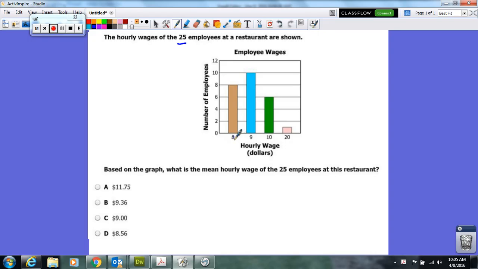So we have the hourly wage below. These are the $8 earners an hour. These are the $9 per hour earners, the $10 per hour earners, and the $20 per hour earners. And these are the number of employees that received this amount of wage per hour, and so on and so forth. So based on this table, it's asking us to determine what's the mean hourly wage of the 25 employees at this restaurant.